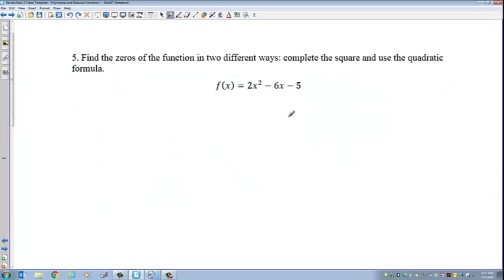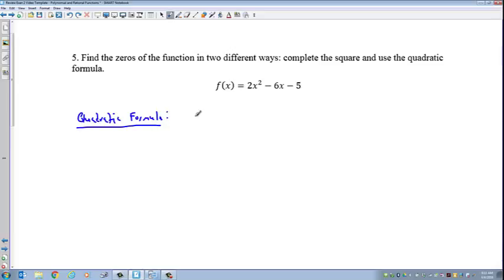So number 5 says, find the zeros of the function in 2 different ways. First by completing the square, and then using the quadratic formula. And we're going to mix this up. Let's use the quadratic formula first. So the quadratic formula was given to us on the front of the page of this review. And so it says what?